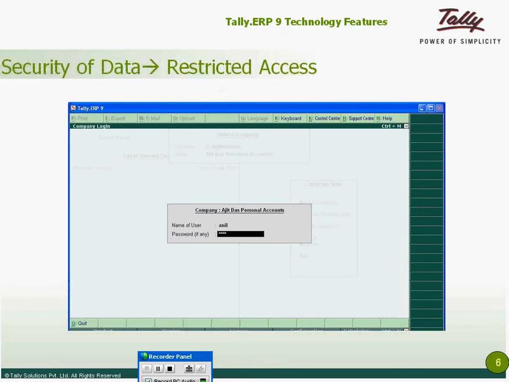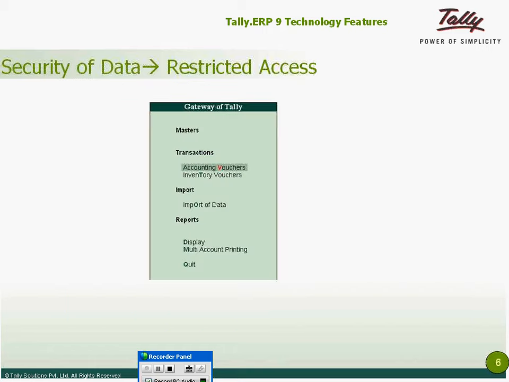Once we accept this and we come back, whenever any person tries to open the company, the first screen that will appear in front of him would be the name of user and password screen. Once the user specifies his username and password, he will get restricted access to Gateway of Tally. Like here, you can see the Gateway of Tally consists of only 5 options: accounting vouchers, inventory vouchers, import of data, display, multi-account printing, and quit. This is possible because of the restricted usage or the security levels that we have created and assigned.